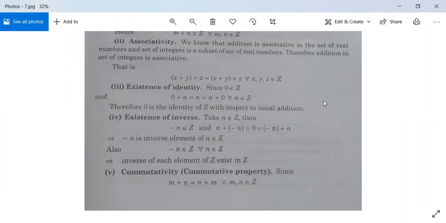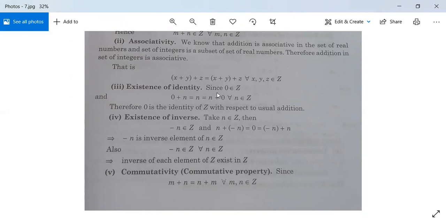Next, associativity. We know that addition is associative in the set of real numbers and the set of integers is a subset of the set of real numbers. So the set of integers is a subset of the set of real numbers, and addition is associative in the real numbers. Therefore, addition in the set of integers is also associative. It means (x plus y) plus z is equal to x plus (y plus z). The bracket should have been on y plus z, it was a misprint. For all x, y and z.